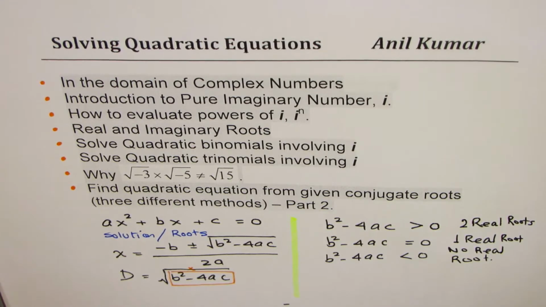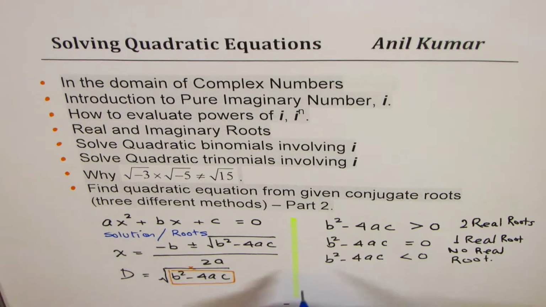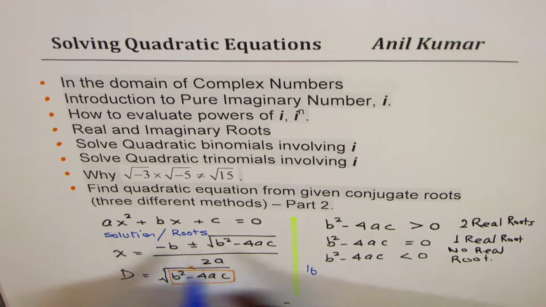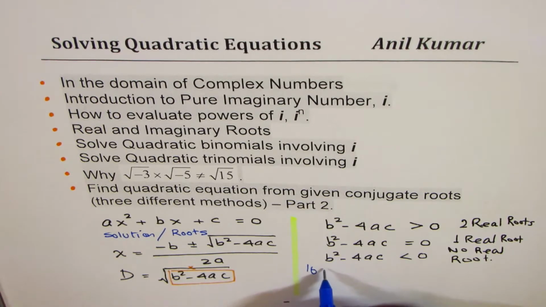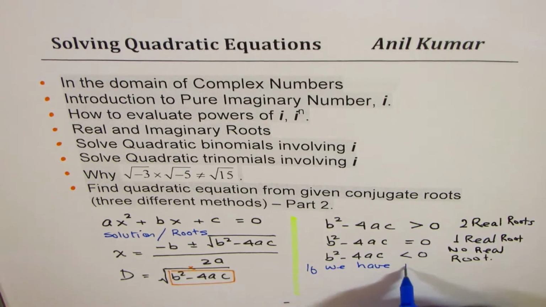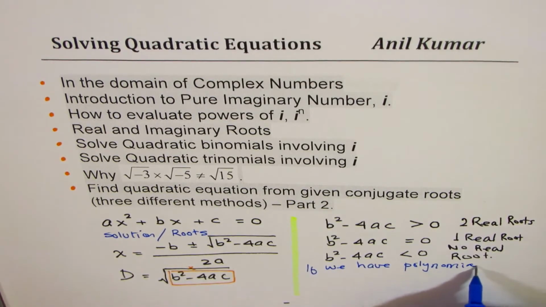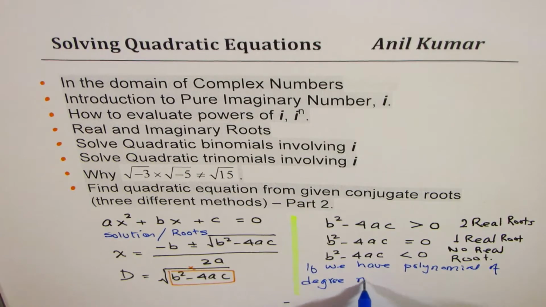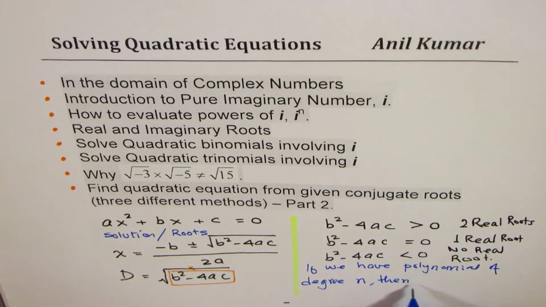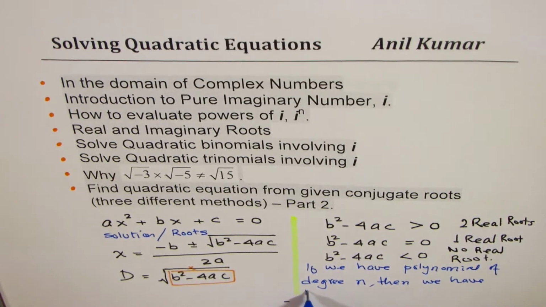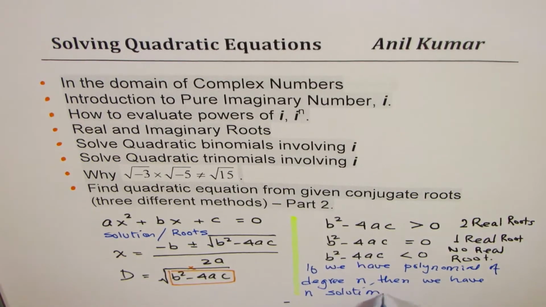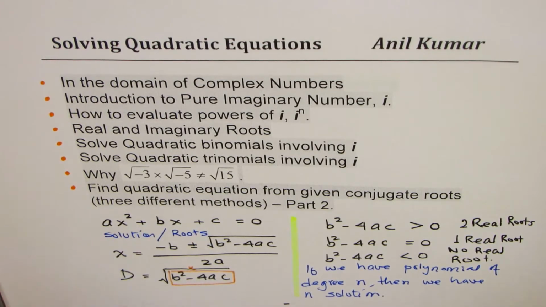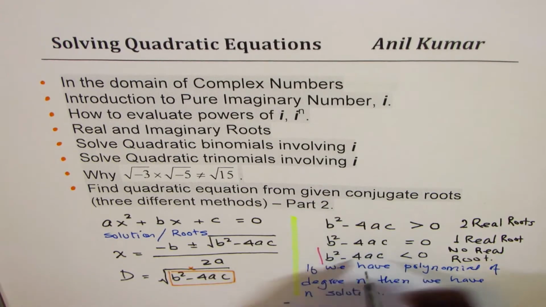But since a quadratic equation is also a polynomial, right? If we have a polynomial of degree n, then how many solutions do we have? Then we have n solutions. You should remember that part. So for this quadratic equation, how many solutions do we expect? We say no real root. But does it mean that it does not have any solution? That is what we are going to discuss.